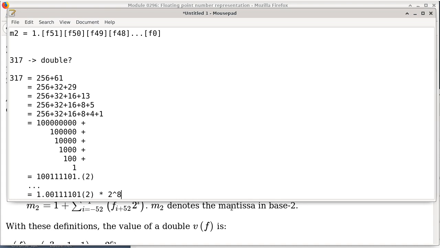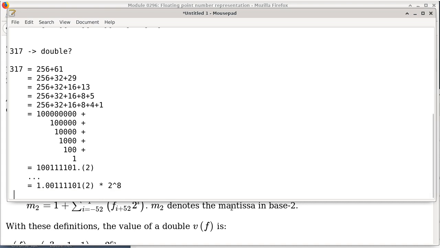Because we still want to represent exactly the same value. We're just chopping the representation now into 2 parts. Here's the mantissa, which is from 1 to almost 2, and here's the exponent, which is just some number that we have to represent separately. Is that okay? All right.